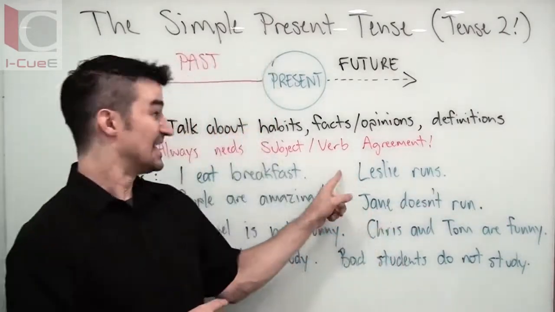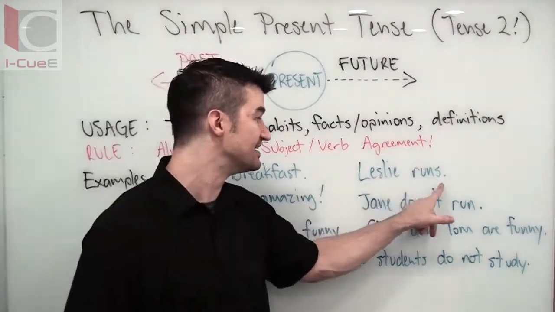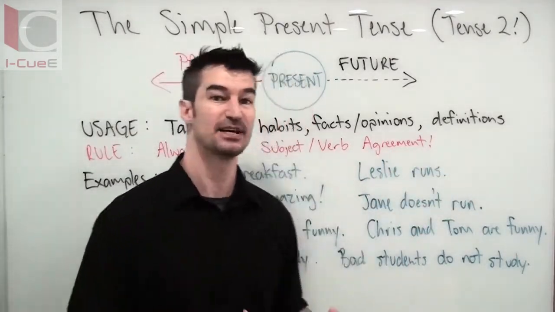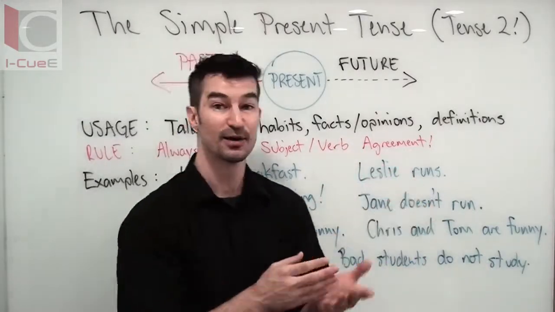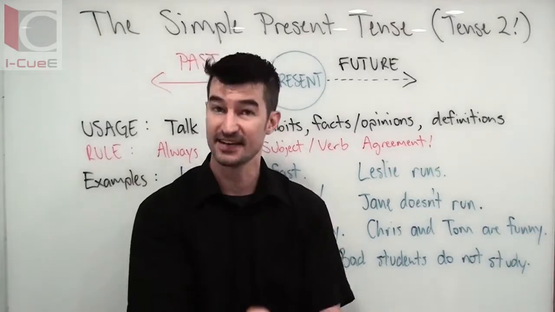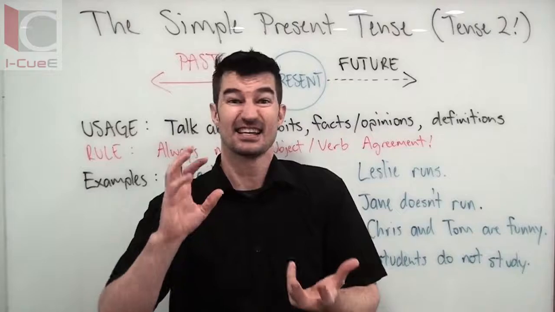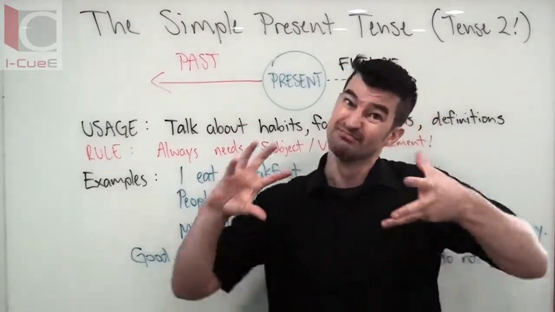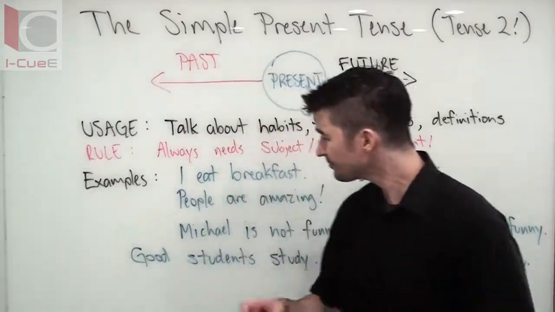When Leslie runs with a friend, then we could say they run. And we would get rid of that S because when there's two subjects, then the verb would be the bare infinitive. It would be the word we look up in the dictionary. And that's the subject-verb agreement rule in a nutshell. Again, we'll talk more about that later.